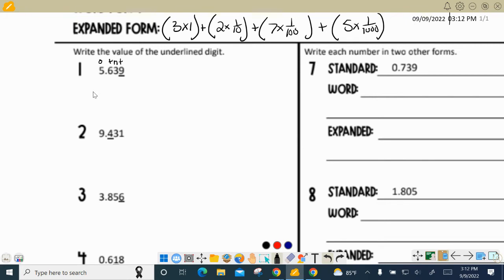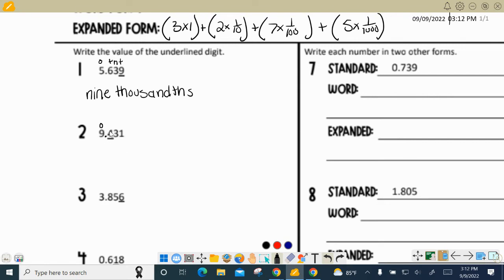Let's go ahead and write that in word form. So go ahead and write that in word form. 9 thousandths. We could write it in standard form as well, but let's leave it like that. 9 thousandths.